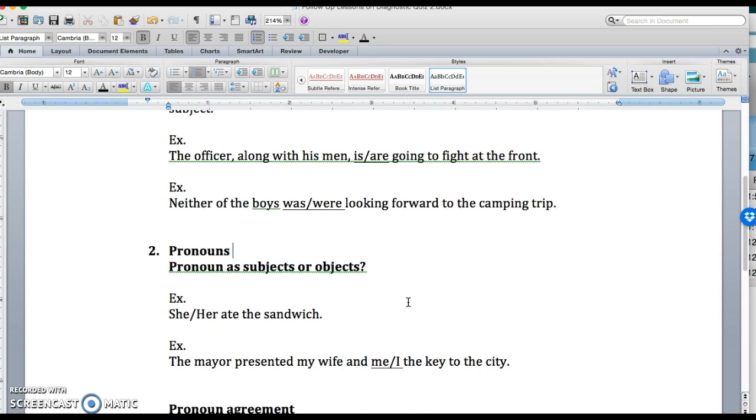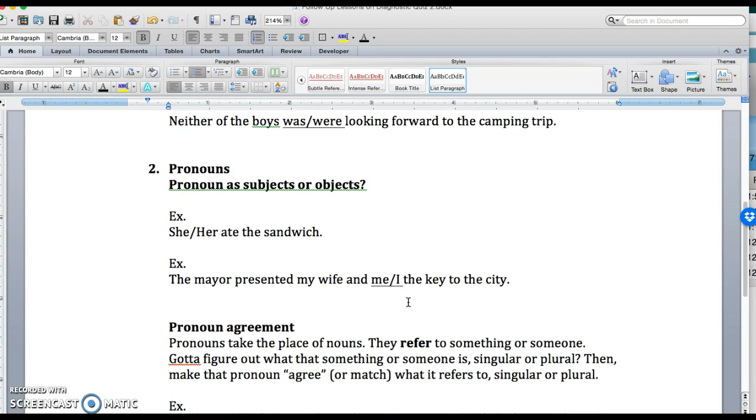All right, now moving on to pronouns. Got a couple of issues here. We're going to tackle pronouns as subjects or objects, and then we'll go on to pronoun agreement. So in terms of pronoun as subject or object, what this is referring to is that crazy thing, you know, is it I or me? And we all goof up on that because usually we pick the wrong one. So here are the rules for that.